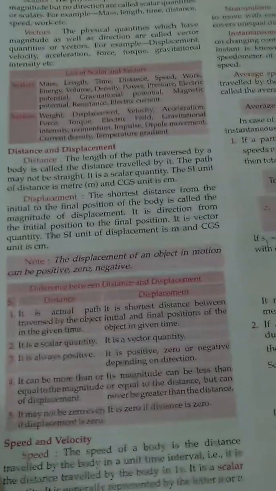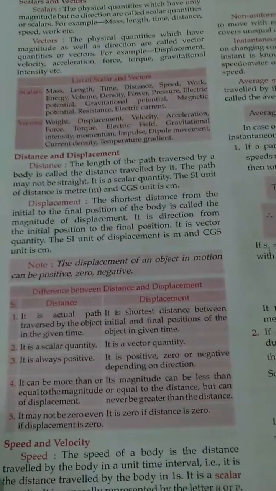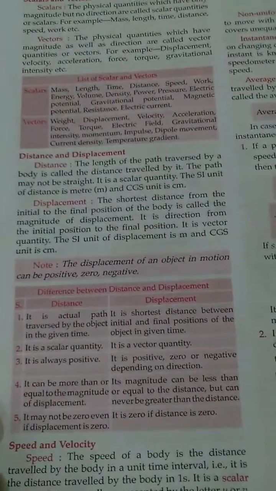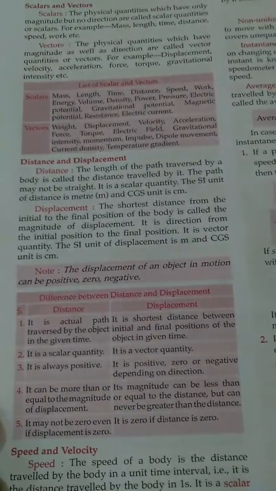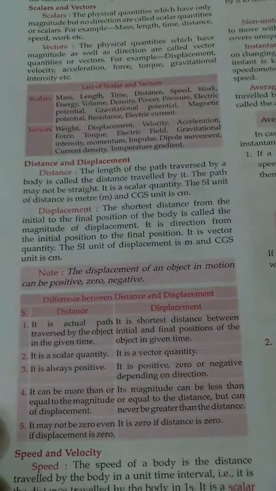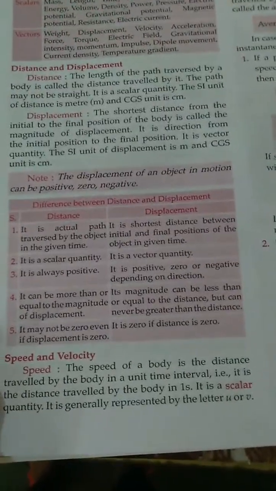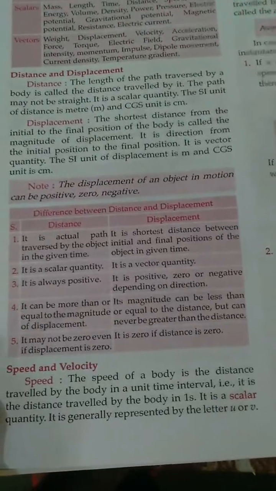Displacement. The shortest distance from the initial to the final position of the body is called the magnitude of displacement. Its direction is from the initial position to the final position. It is a vector quantity. The SI unit of displacement is meter and the CGS unit is centimeter. Note: the displacement of an object in motion can be positive, 0 or negative.